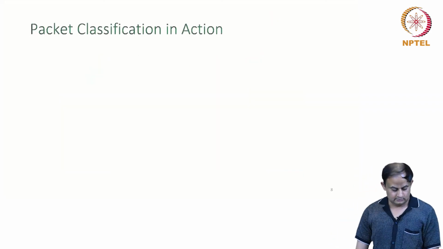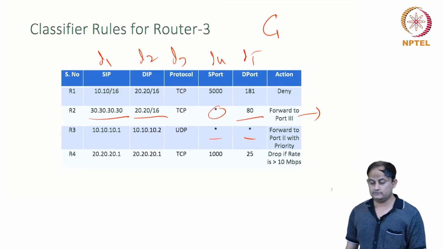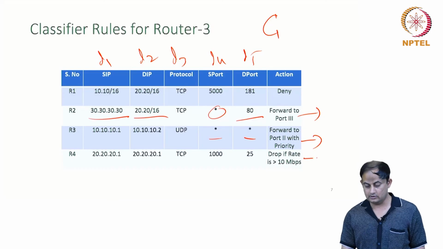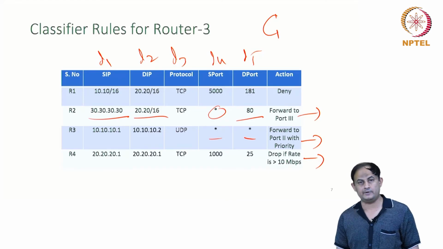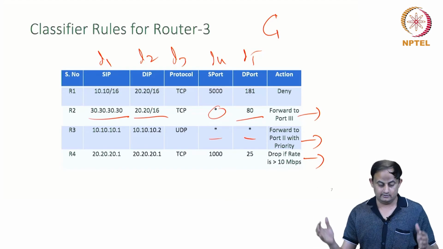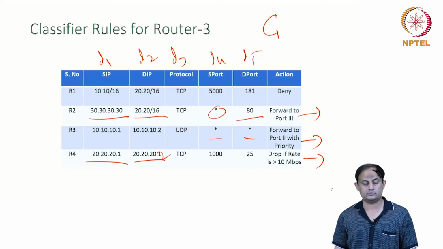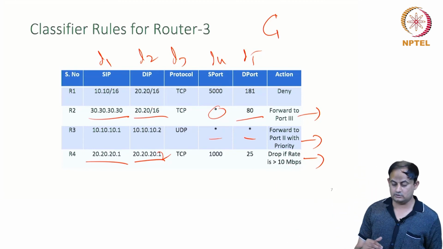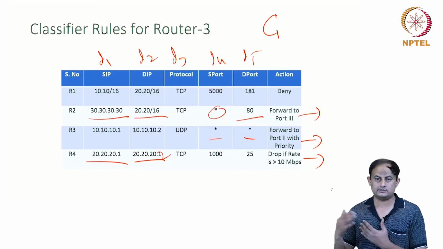Now, packet classification in action: how do we actually do this? You can look at this particular set of rules. Rule number R4 says to drop the packets if the rate is greater than 10 Mbps, but up to 10 Mbps it is okay. There is a typo here, maybe: 20.20.20.1 is talking to 20.20.2. Now, if these two communications exceed this threshold limit of bandwidth utilization, 10 Mbps, then you drop the packet.